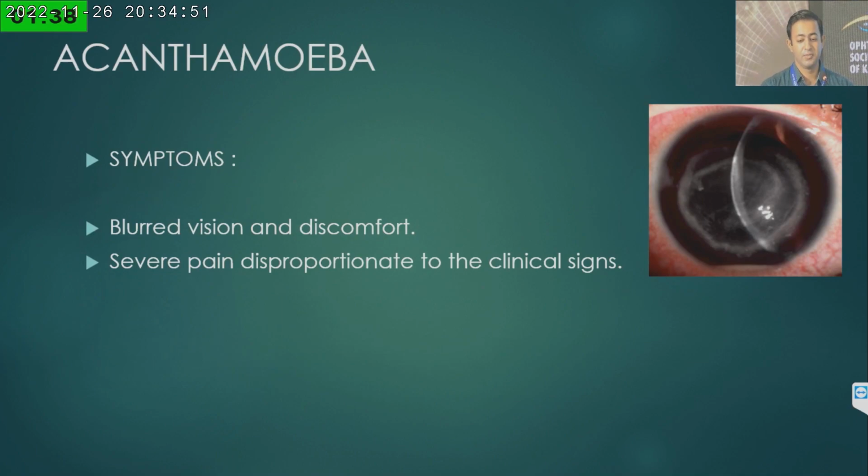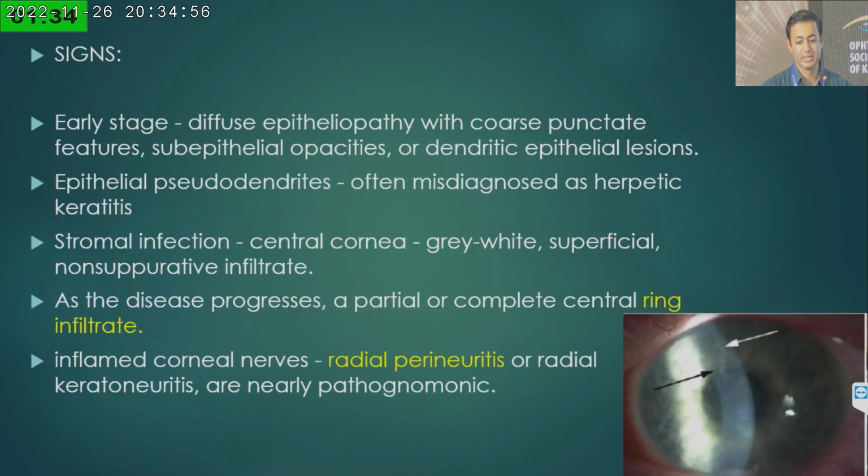Acanthamoeba, you have severe pain. The patient usually presents with severe pain out of proportion to the clinical signs. As the disease progresses, you might encounter a ring infiltrate. And with inflamed corneal nerves, you have the radial perineuritis, which is usually pathognomonic.